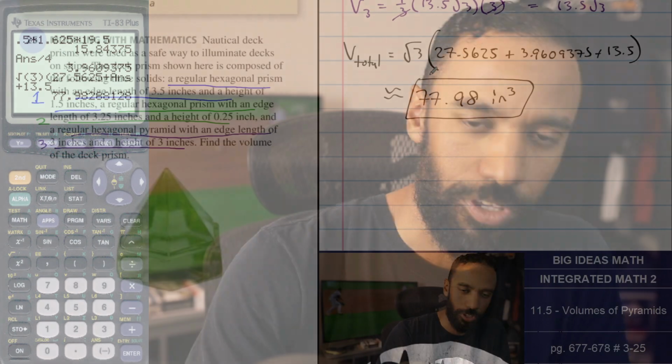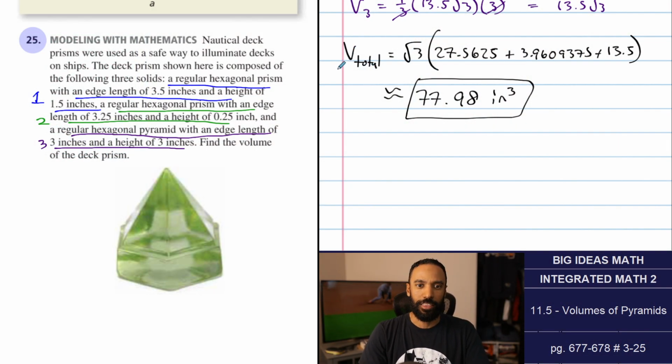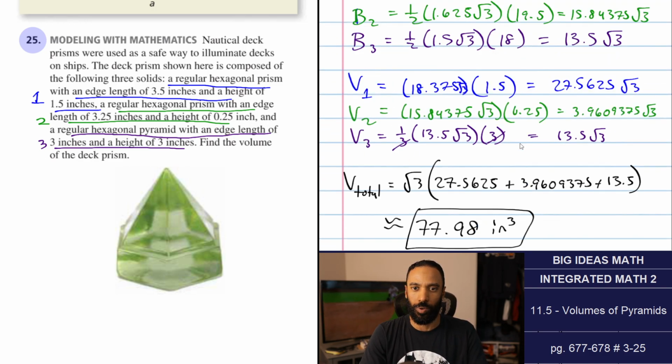And it's no longer exact. The root 3 multiplied by this thing, so now it became an irrational value now that we're doing that. So 77.98, was it feet? Inches, cubic inches there as the final result of that volume. Find the volume of the deck prism. I hope that was the deck prism that we were trying to find, and that is what I got there.